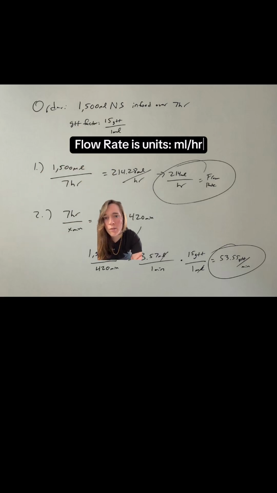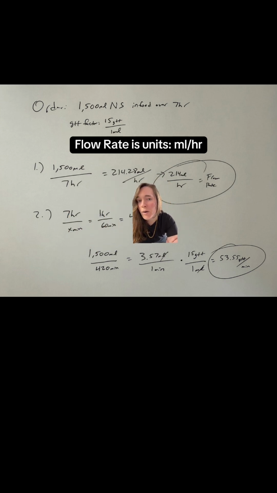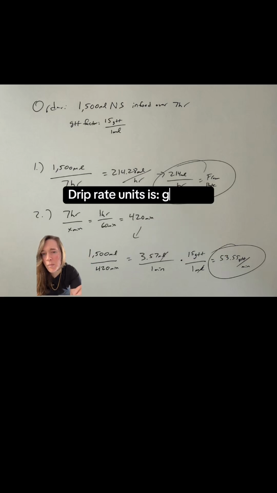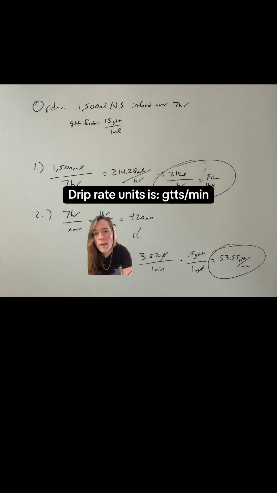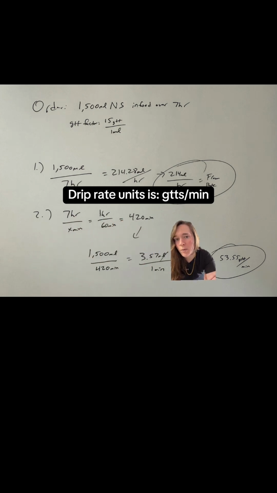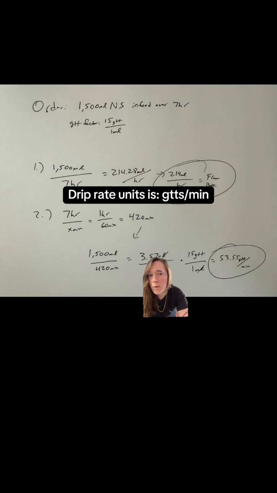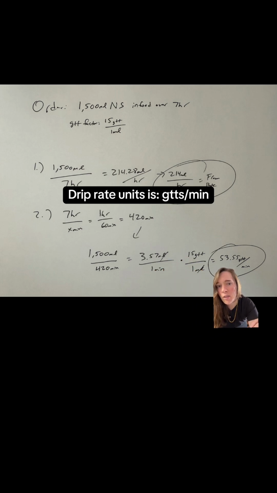First, let's do the flow rate. So 1,500 mL total divided by 7 hours will give you 214.28 mL per hour. Round that to 214 per hour. That's your flow rate. For the drip rate, it's a little bit more complicated. First, figure out how many minutes 7 hours is. It's 420. So we're doing 1,500 mL over 420 minutes. That's 3.57 mL per minute. Multiply that by your drop factor and you get 53.55 drops per minute. Remember, your units cancel out. That's how you keep track of things.